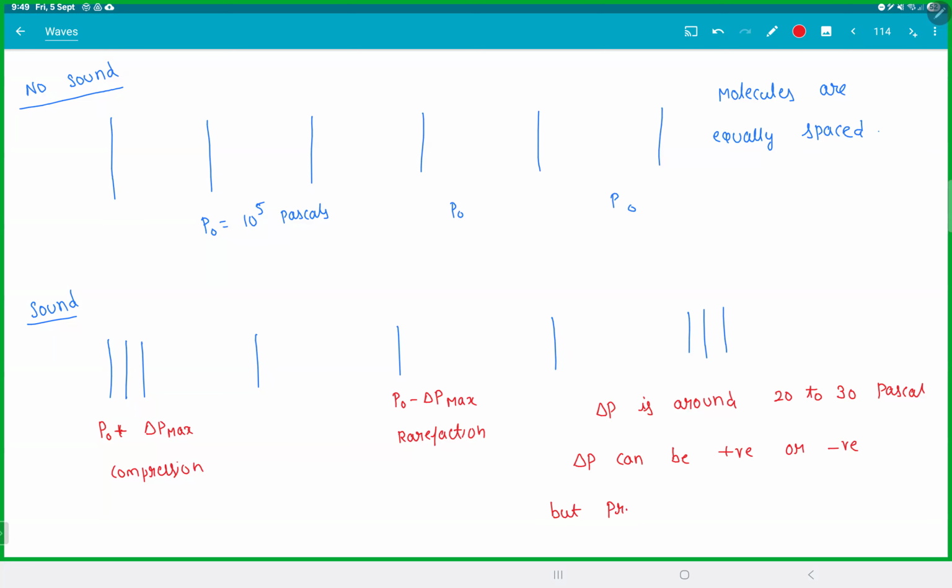So delta P can be positive or negative, but pressure is always positive. You can't have negative pressure. Clear with this? So about 10 power 5 as a mean position, the delta P is oscillating. So when you say rarefaction, it doesn't mean a negative pressure. It's 20-30 pascals less than the regular pressure. When it's a compression, same thing, 20-30 pascals more than the regular pressure. Clear with this?